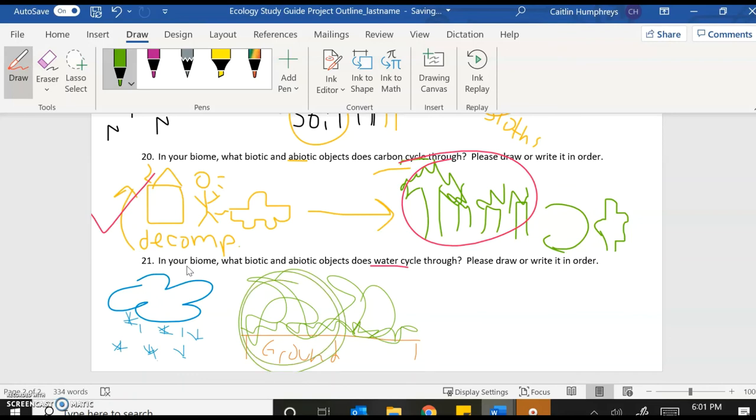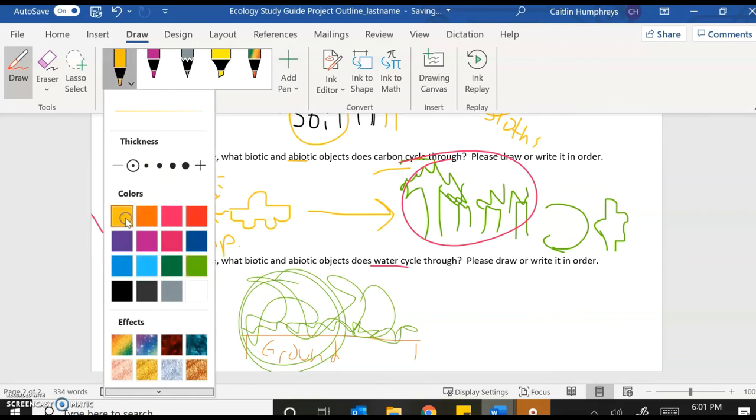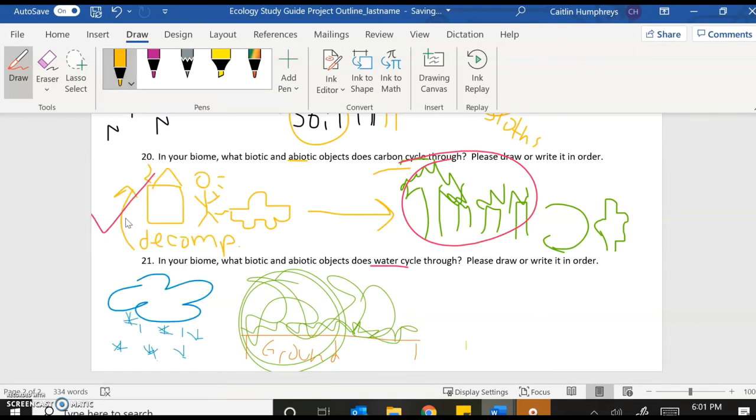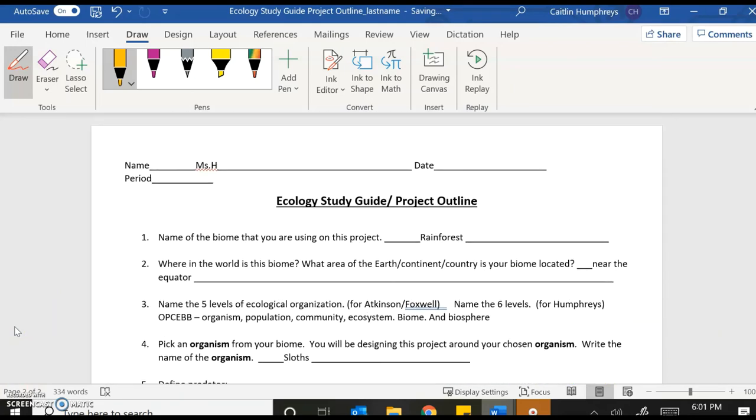And lastly, we know that all water is evaporated eventually, precipitation, evaporation. So we are going to draw our water going back to the sun, and that's the same for everybody. All right. And that's it, kiddos. That's all you had to do. I did that in 20 minutes. So we worked on this for four class periods.